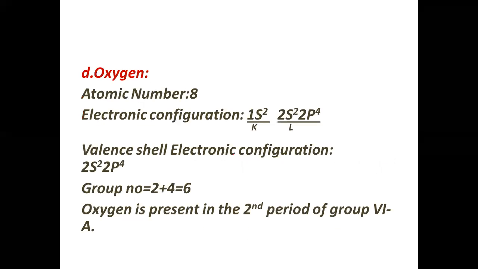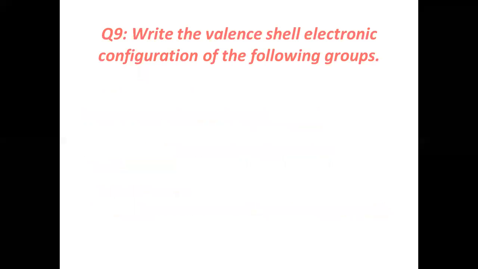Oxygen, atomic number 8, and mass number is 16. Valence shell electronic configuration is 2s2, 2p4, n value is 2, so it belongs to period number 2, and total number of electrons are 6, so it is present in group number 6A of the periodic table.